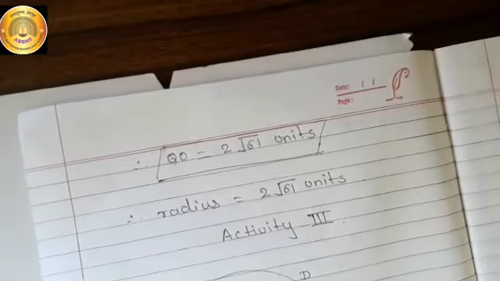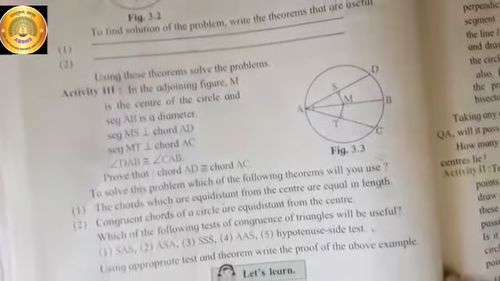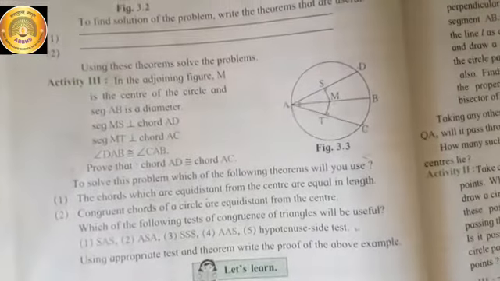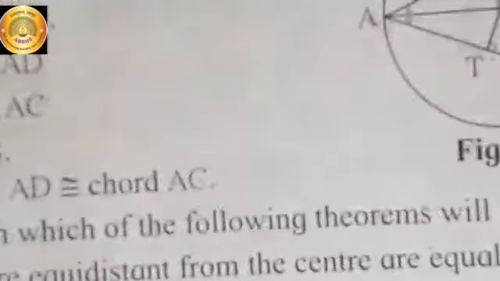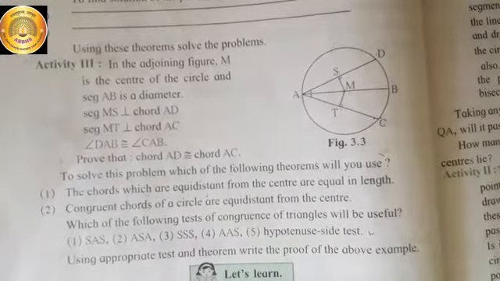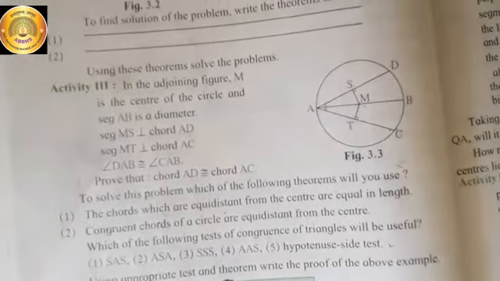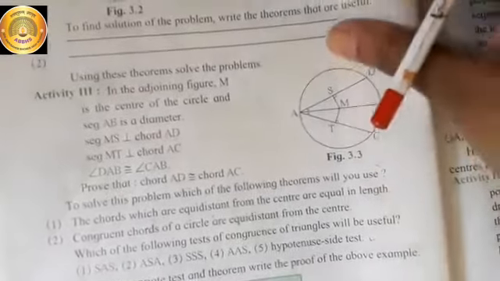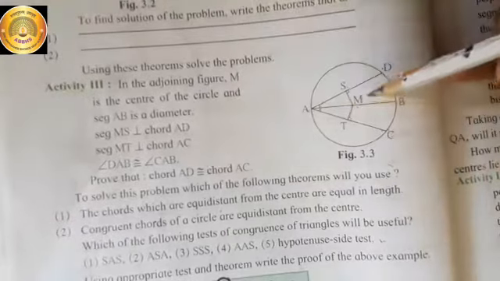Now next, on the same page, one more activity is given, that is activity 3. I'll read the activity for you. You just pay attention in the textbook. So students, you also have to keep your textbooks with you. Now see page number 48, same page number. In the figure, M is the center of the circle.